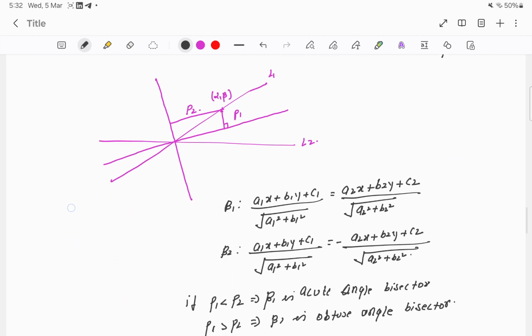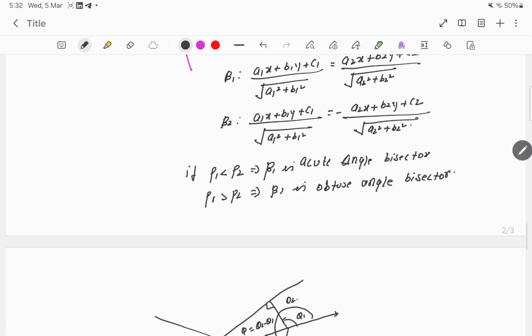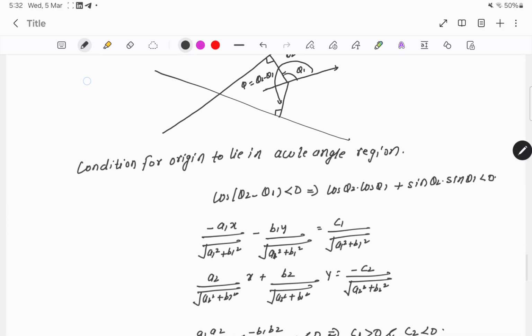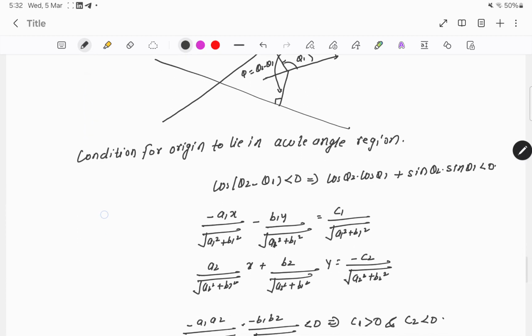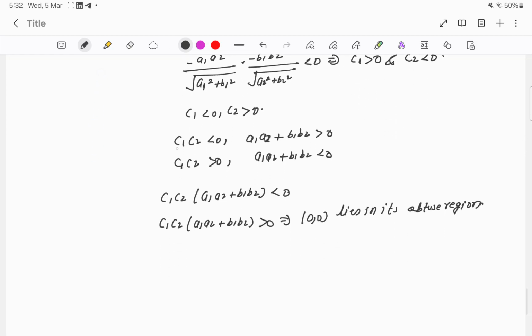Now you can also do it by distance. If p1, p2 is less than 0, then beta 1. Now the condition for origin to lie in the acute angle region: simply, if c1 c2 is less than 0, then a1 a2 plus b1 b2 is greater than 0. If c1 c2 is greater than 0 and a1 a2 plus b1 b2 is greater than 0, 0 lies in its obtuse region.